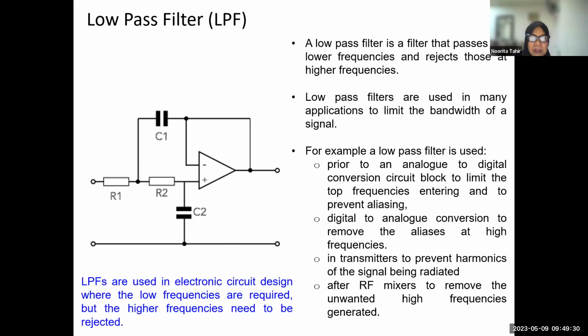So that is the example of low pass filter. So these are one example of the circuit. Low pass filter is normally utilized in electronic circuit design where low frequencies are required, but higher frequency is not needed. So we do not allow it, or we reject it, at the circuit.